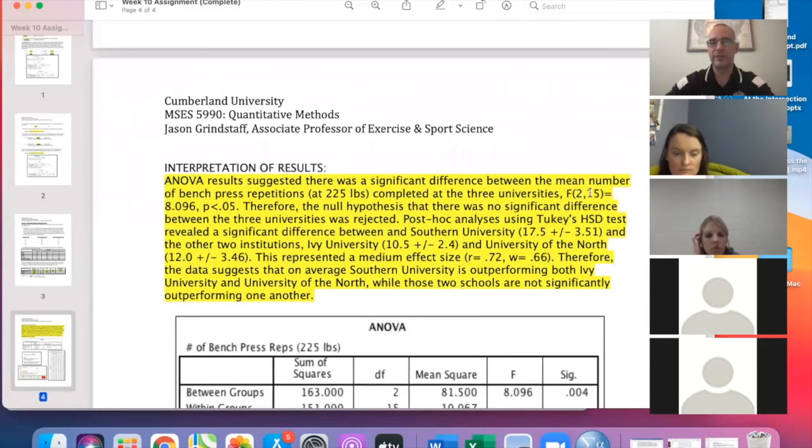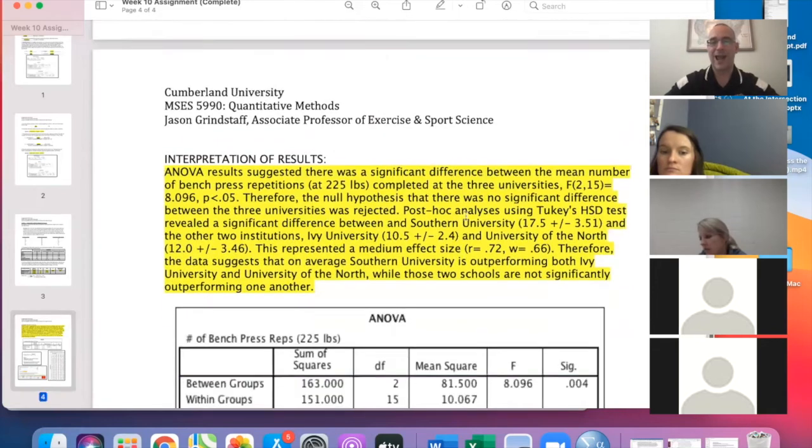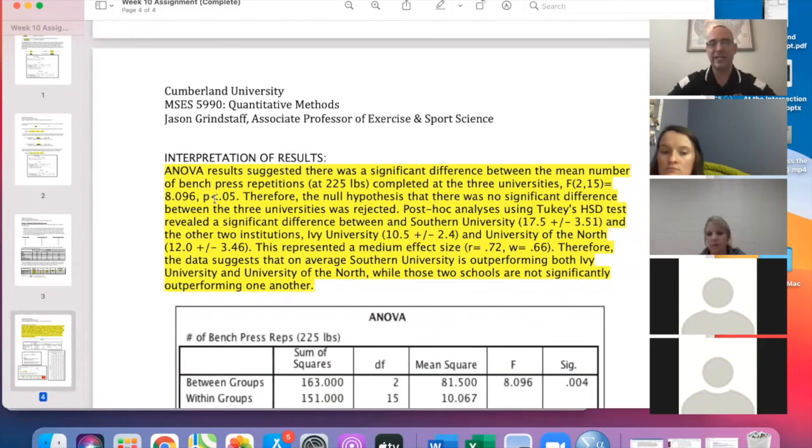So we report our degrees of freedom, and we report our F value, 8.096. And actually, now that I'm looking at this, we should report our p-value. I'm reporting a p-value that is what our alpha level is set at. I need to go back in and change this. So what was our p-value? 0.004. So a more accurate way to write this would have been p equals 0.004. I'll try to change that in my write-up.